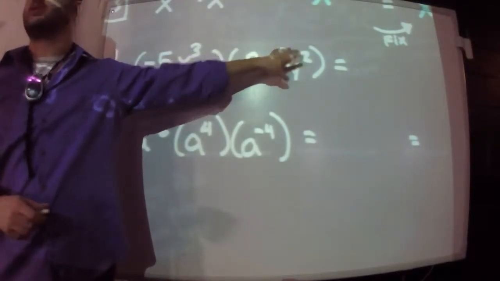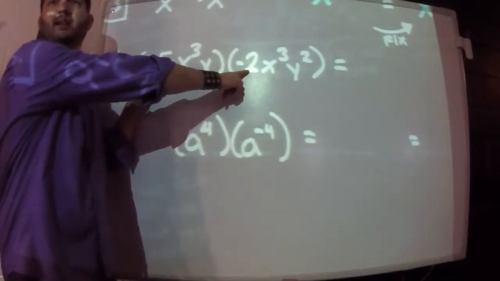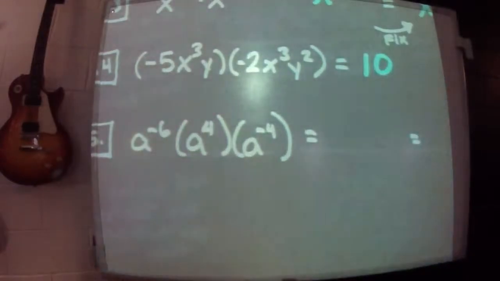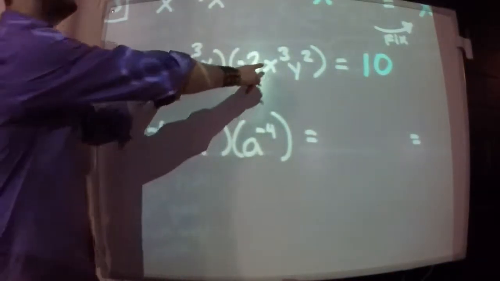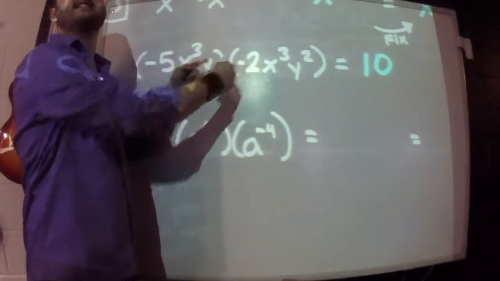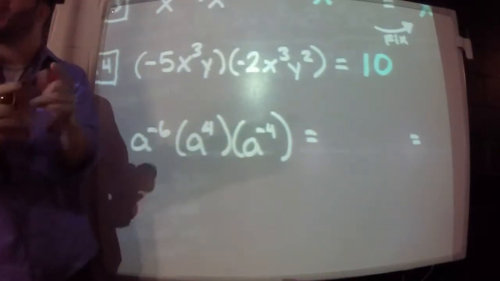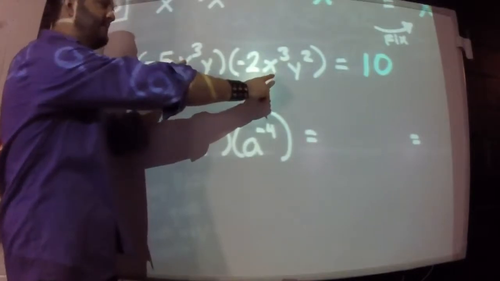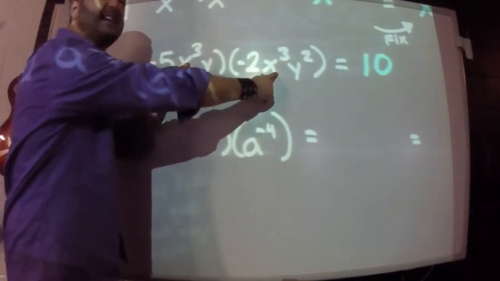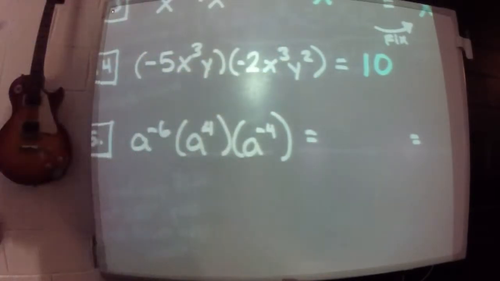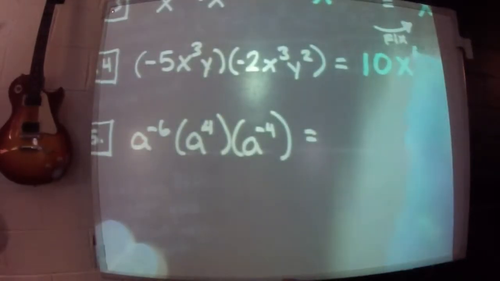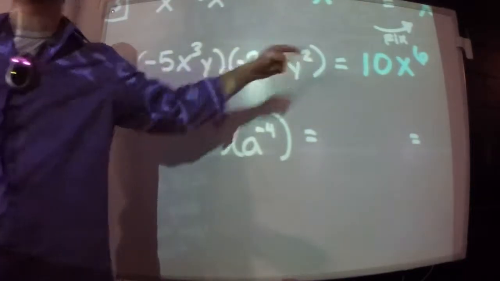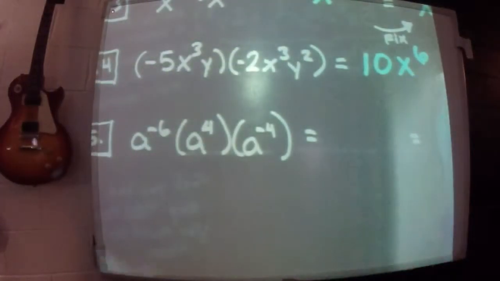Start with the numbers. Negative 5, negative 2 makes what? Positive 10. Then let's go with the x's in alphabetical order. So x3 and x3 makes x6. Don't say x9. When we see the letter x twice, we're multiplying x times x times x times x times x times x. That's 6 x's. So you just add them up. And you got x6. And then this is y1, and there's a y2. So there's how many y's?